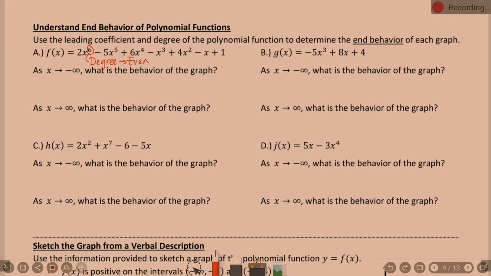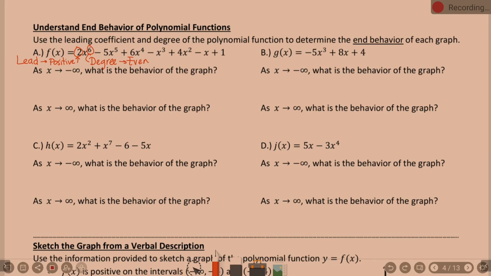So far, so good. I know that this has an even degree. What else do I know? The number connected to it, or in other words, what I'm going to call the leading coefficient, is 2, and that is a positive 2. Yes? So our leading coefficient here is positive. I don't have a real great place to write all of this, but that's what you have to acknowledge. My degree is even. My leading coefficient is positive.